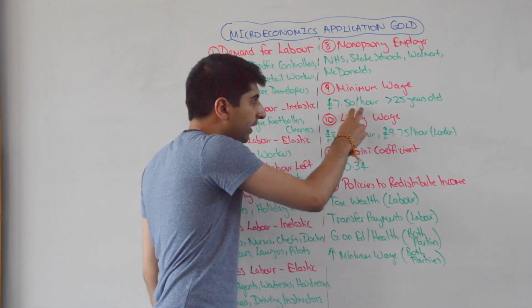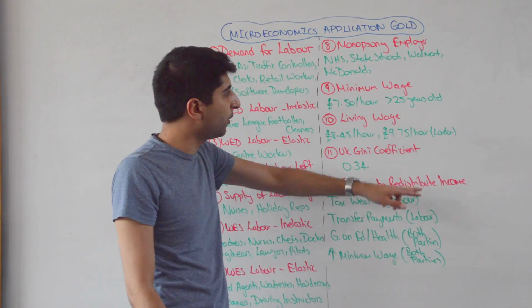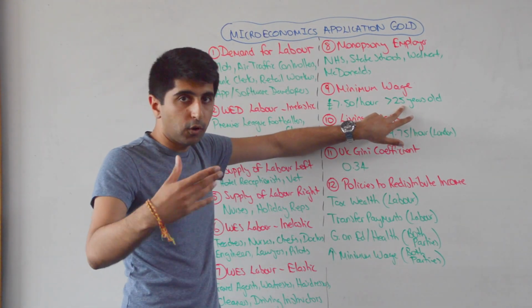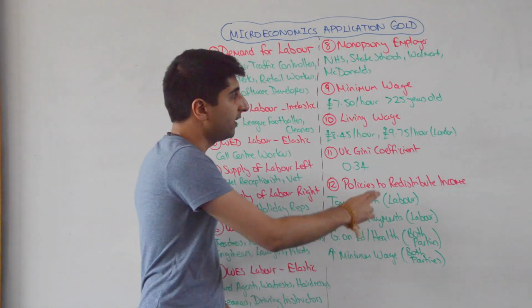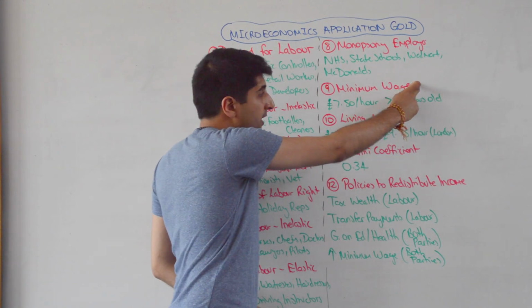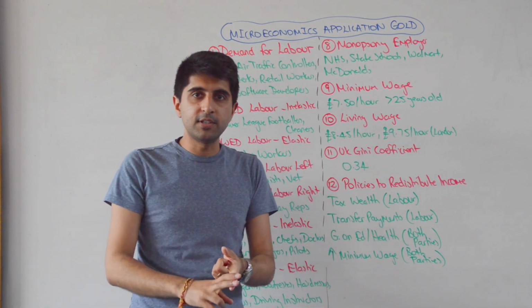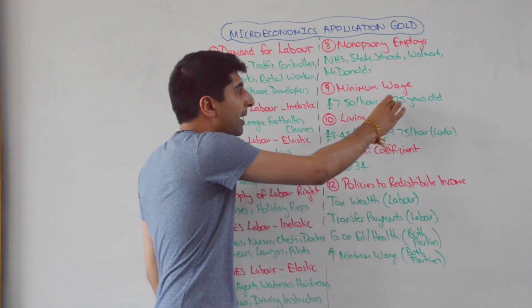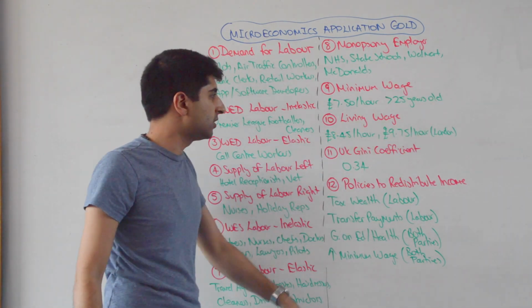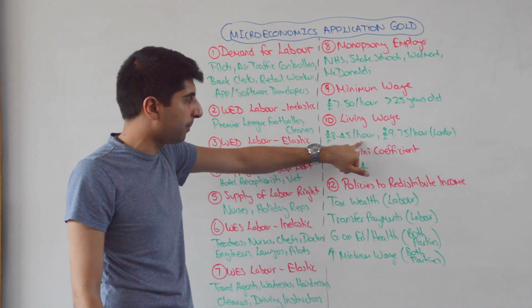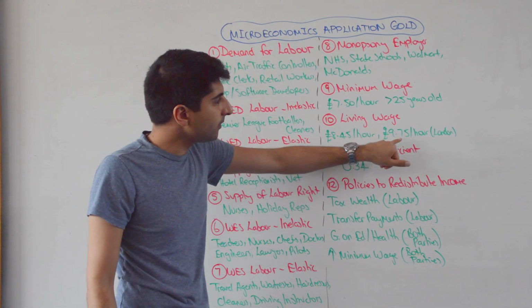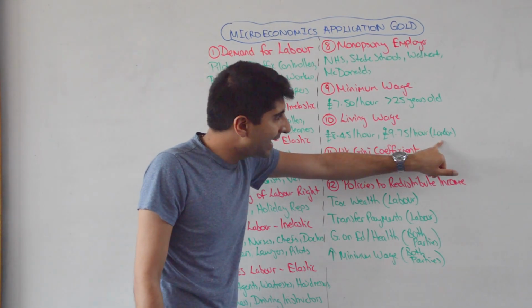Minimum wage, know that it's currently £7.50 per hour for those who are 25 years old or more. Living wage, this is not law, this one is law. The minimum wage is law, the living wage isn't law yet, although both parties, Conservatives and the Labour Party, want to push to make the minimum wage equal to the living wage. The living wage stands at £8.45 per hour outside of London, £9.75 per hour in London.